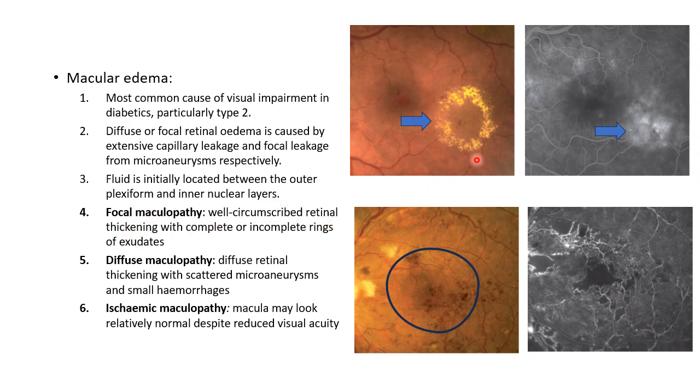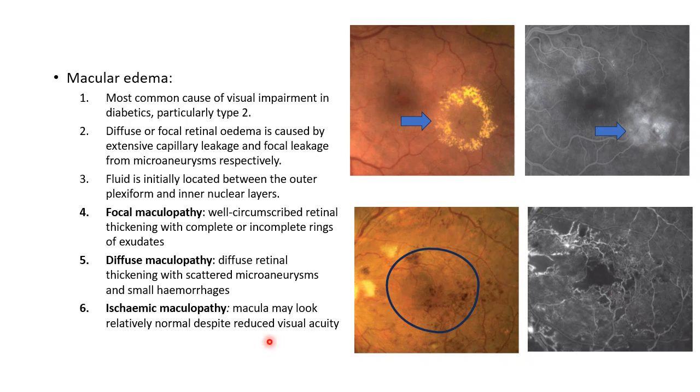Focal maculopathy, I told you, is well circumscribed retinal thickening with a complete or incomplete ring of exudates. Diffuse will be like a diffuse sort of picture: diffuse retinal thickening with scattered microaneurysms and small hemorrhages. The same picture will be scattered all over. And ischemic maculopathy, very, very important.